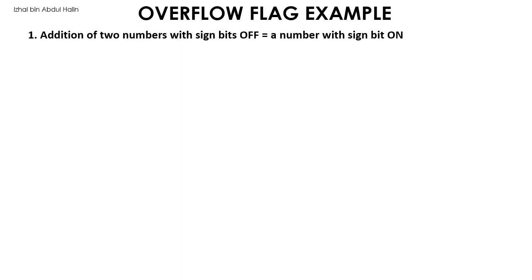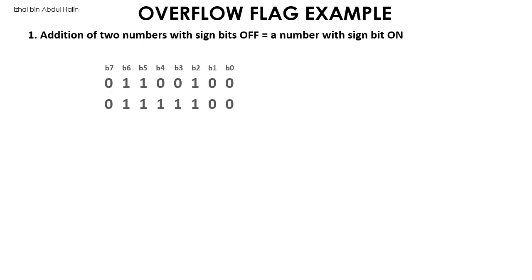Note that to analyze the overflow flag status, you must treat any given binary string as a signed number. This is very important. It's time for an example. The first example concerns the addition of two signed positive numbers that results in a signed negative number. Let's have a look.